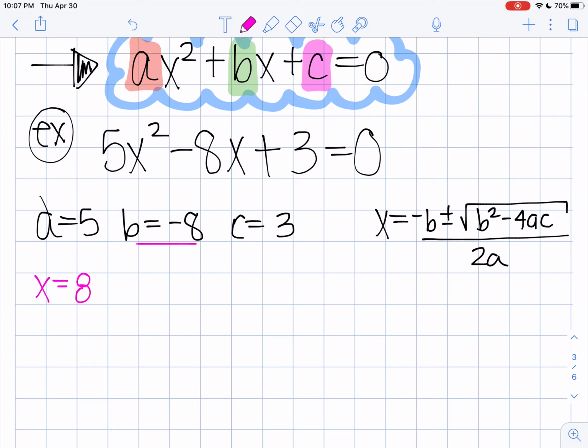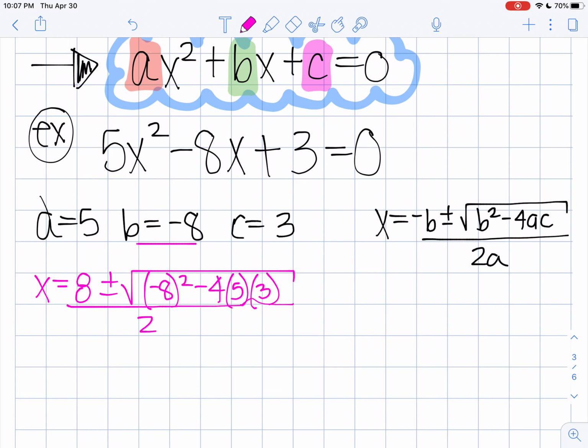x is equal to 8 plus or minus the square root of b squared. And when I plug in my numbers, I'm always using parentheses. Negative 8 squared minus 4 times my a value is 5 and my c value is 3 all over 2 times a. Now when we're evaluating the quadratic formula, the first thing we want to evaluate is right here inside my square root. So I'm going to multiply that out first.